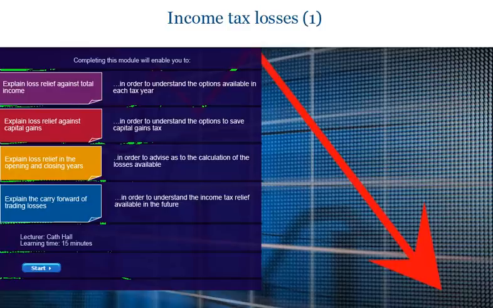This is the first of two modules on income tax losses, and this first module will look at the basic rules for the use of trading losses by a sole trader.